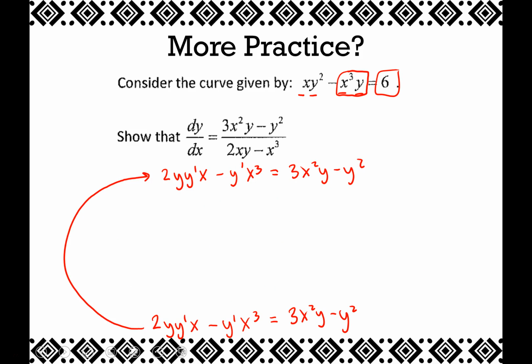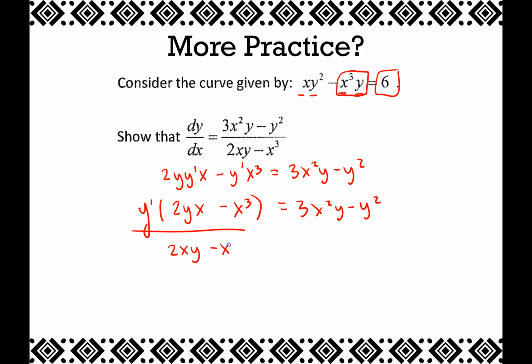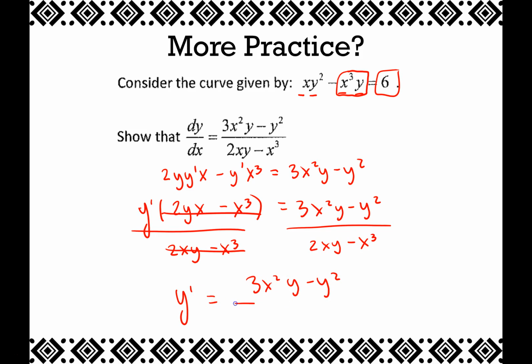All right, I erased that work and then I just rewrote this bottom part right up at the top, so I'm just giving myself some more space. Okay, next step here is to pull out a y prime. So that's going to give me a 2yx minus x cubed equals 3x squared y minus y squared. Now I'm going to divide by a 2xy minus x cubed, 2xy minus x cubed. This cancels, and we're left with an answer of y prime, or dy dx, equals 3x squared y minus y squared, all over 2xy minus x cubed.